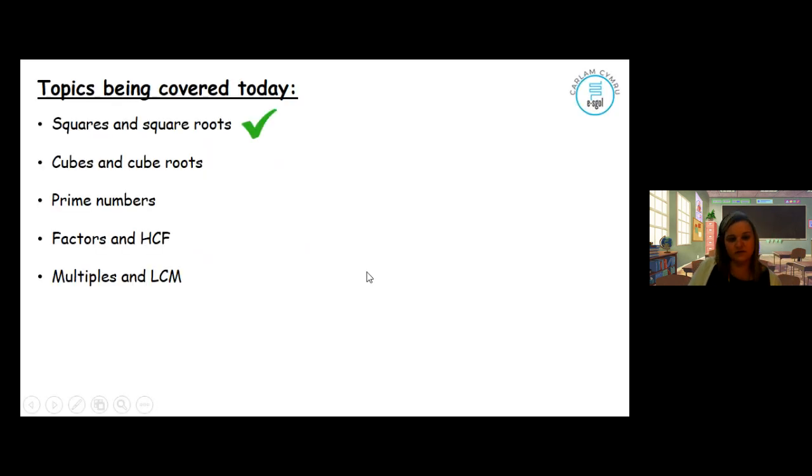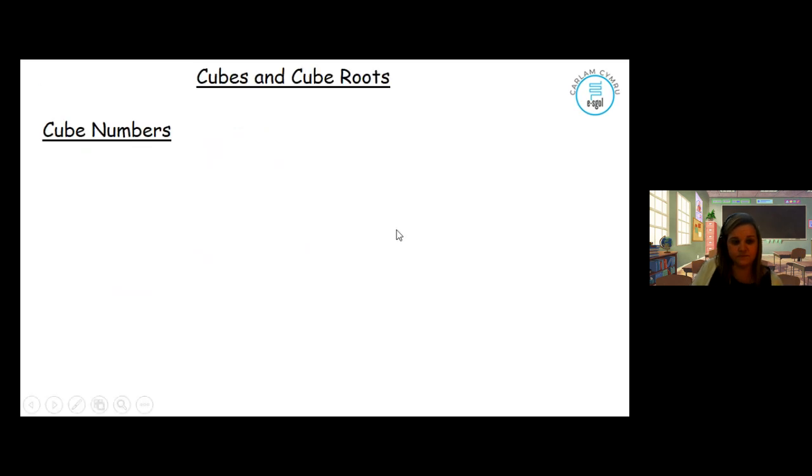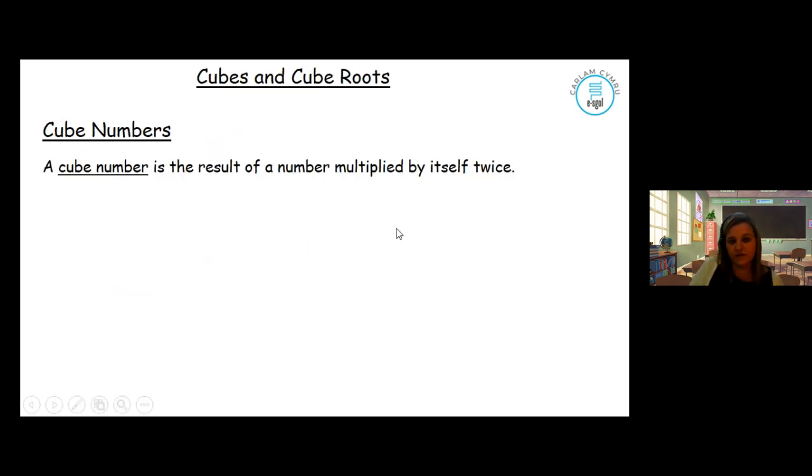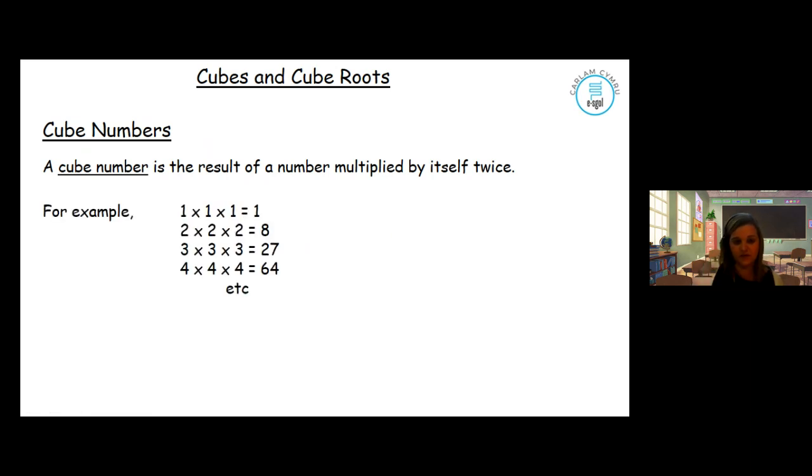Okay, so if I go back to what we were trying to do today, we've covered squares and square roots, and we're going to move on now to cubes and cube roots. So a cube number is the result of a number multiplied by itself twice. So this time we have more multiplying to do, but it's the same idea as squaring, but with that extra multiplying step. So 1 multiplied by 1 multiplied by 1 is 1. And 1 is a cube number.